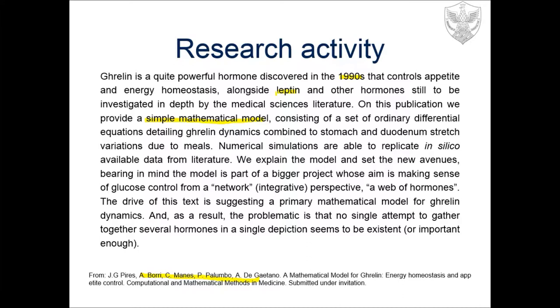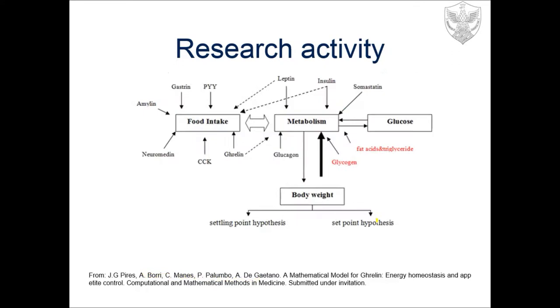Ask the medical literature to make experiments and to see what's wrong or what's right. So the problem is that no single attempt so far has been proposed or important enough. So the motivation is more simple. It's a lack of important research in the area of ghrelin, since we have some papers published in the area of ghrelin, but there is no mathematical model trying to make sense of that.